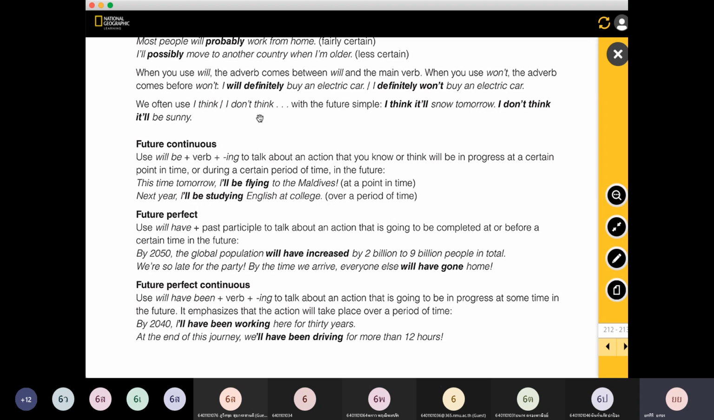As you can see from the example here, by 2040 I'll have been working here for 30 years, something like that. When we talk about the future perfect continuous, we talk about things that will be in progress at a specific point in order to fulfill something.